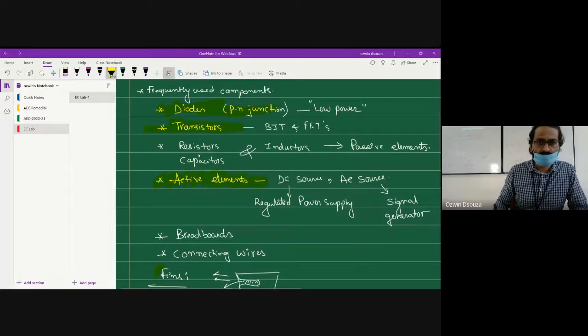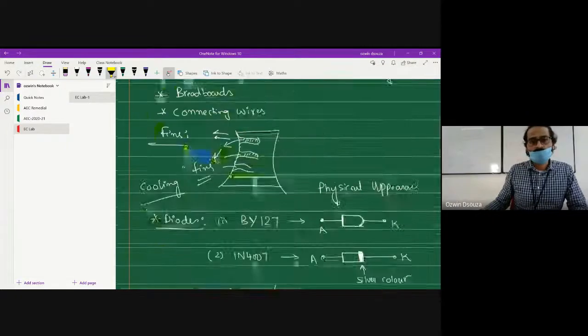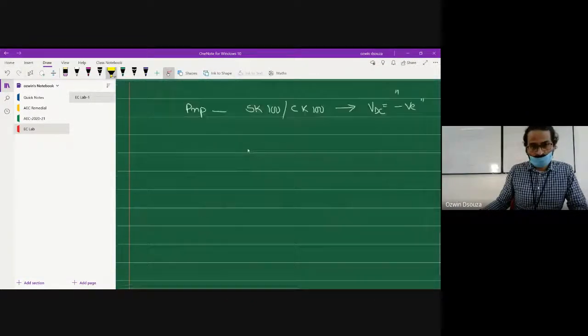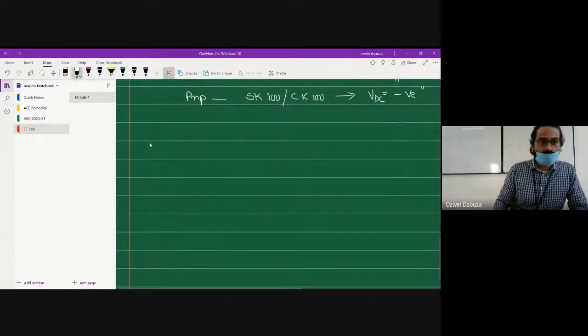And next we have resistors, capacitors, and inductors. Have you seen resistors, inductors, capacitors in your 11th or 12th? You can just type your answers.